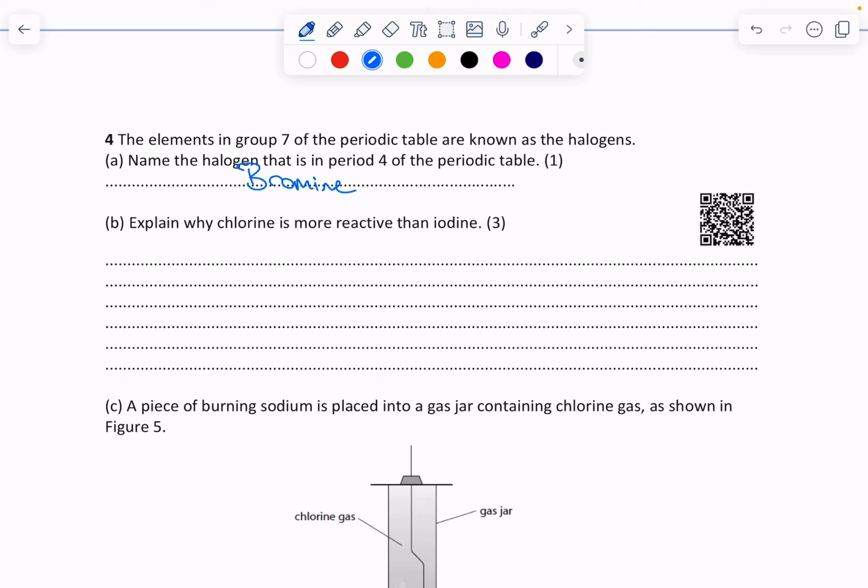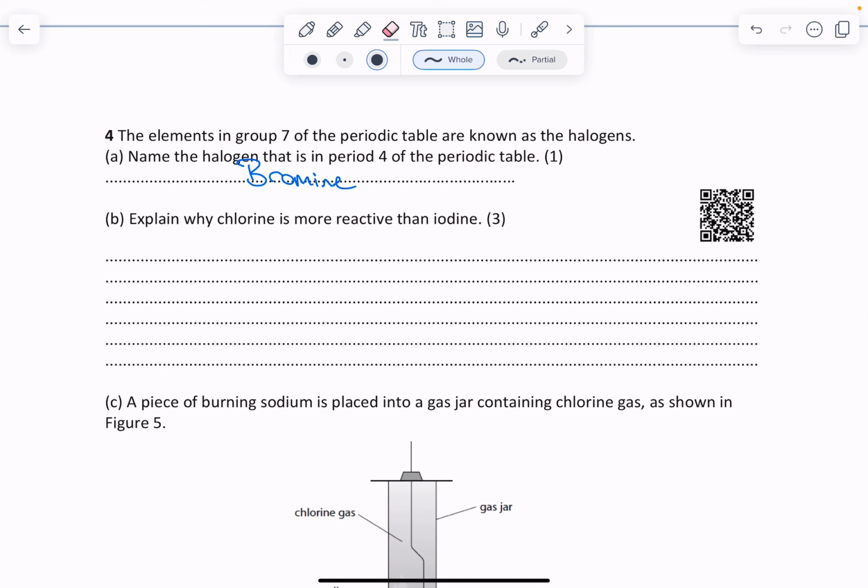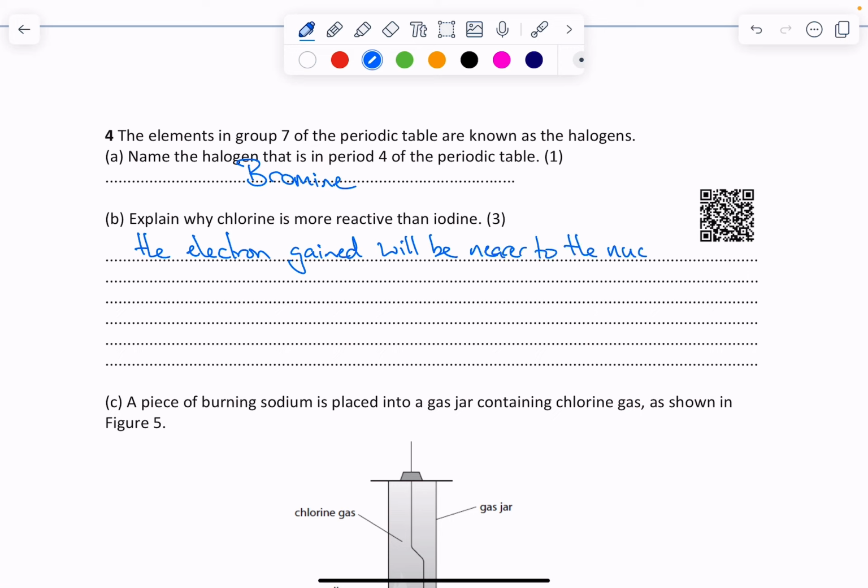Why is chlorine more reactive than iodine? So chlorine is more reactive than iodine. There's a few different things to think about here. So they are trying to gain an electron. So in chlorine, the electron gained will be nearer to the nucleus. The electron gained will be nearer to the nucleus.